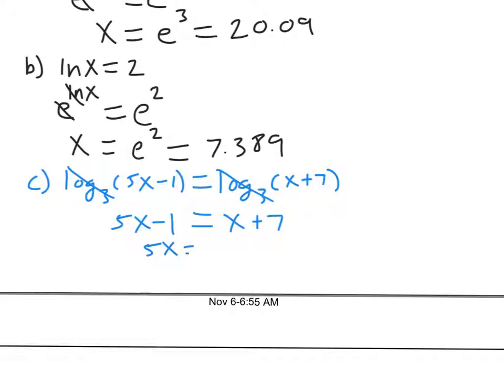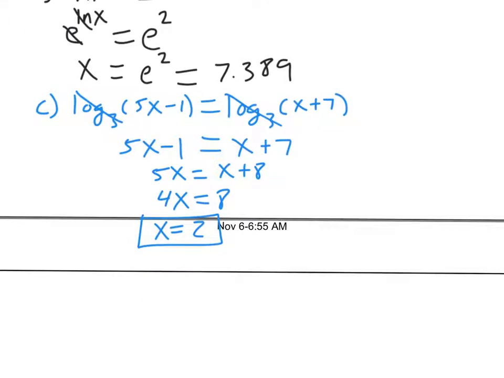I could add 1 to both sides, subtract x, divide by 4. None of this involves exponents or logarithms because we got rid of them. And then we'd see that x is 2. Okay.